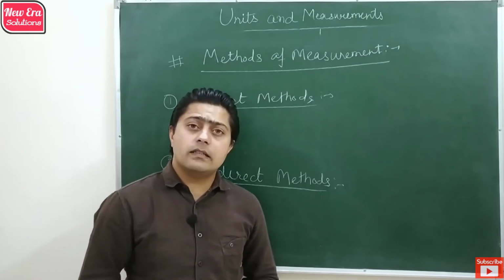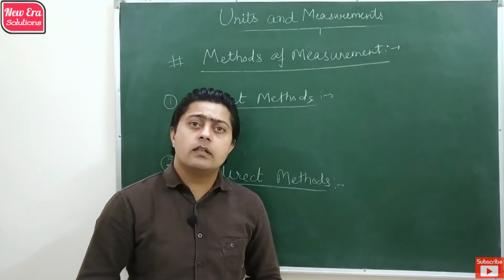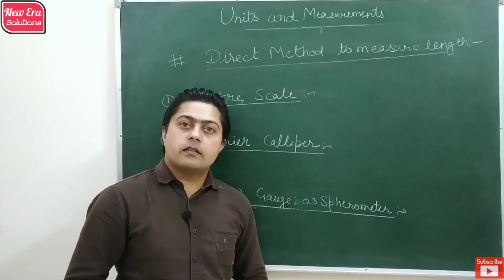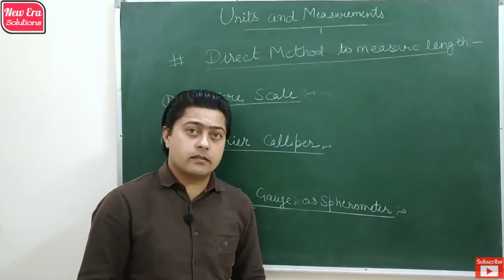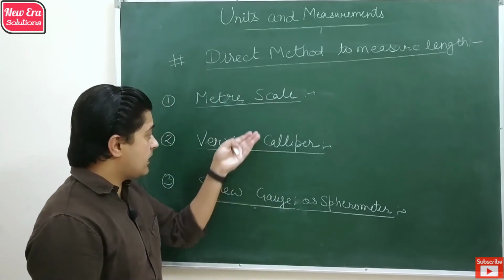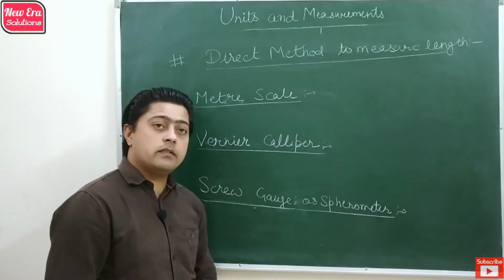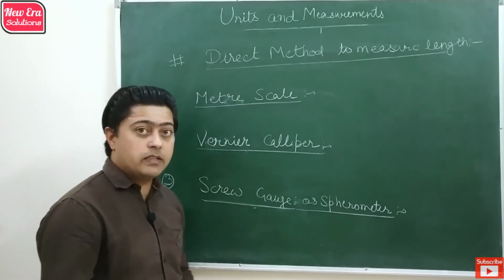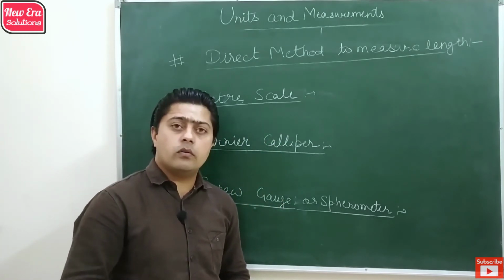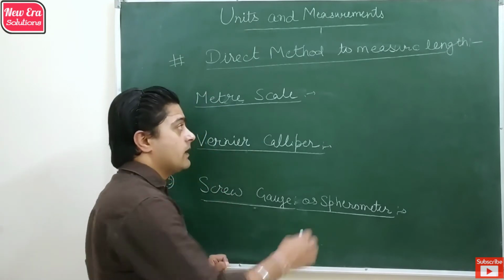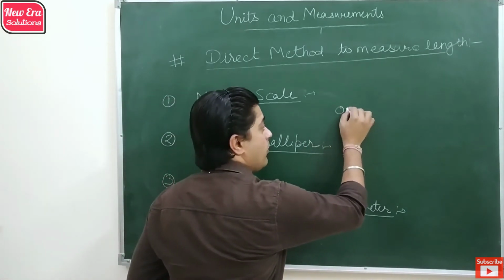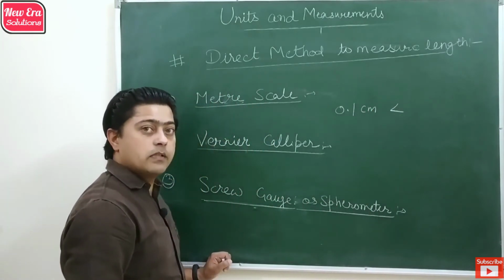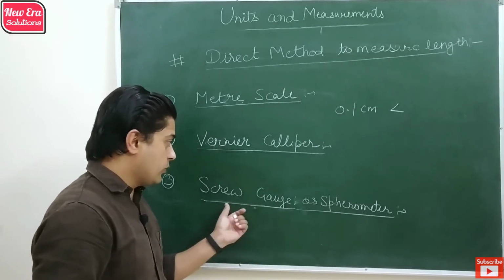So now let's discuss some direct and some indirect methods to measure length. Let's first discuss the direct methods to measure length. We have three devices: meter scale, vernier caliper and screw gauge. First, the meter scale is the device which is commonly used by students or at home. With this device, lengths of 0.1 centimeter and above can be measured. Then vernier caliper, screw gauge and spherometer.